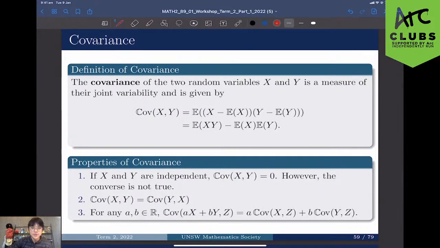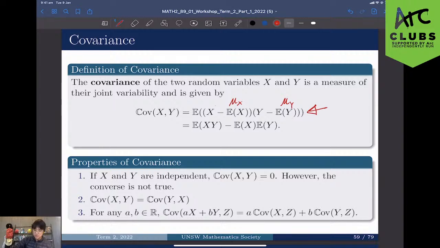So now we have covariance of the two random variables x and y, which is a measure of their joint variability. So we have the covariance of x and y, which is the expectation of x minus its mean times y minus its mean. If we look at the formula from here, we see how the covariance measures how much x and y vary from their mean, and also whether they vary in the same direction.